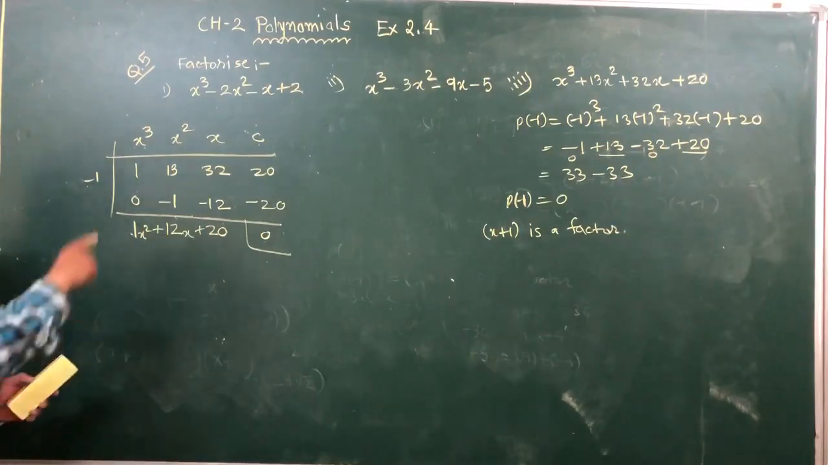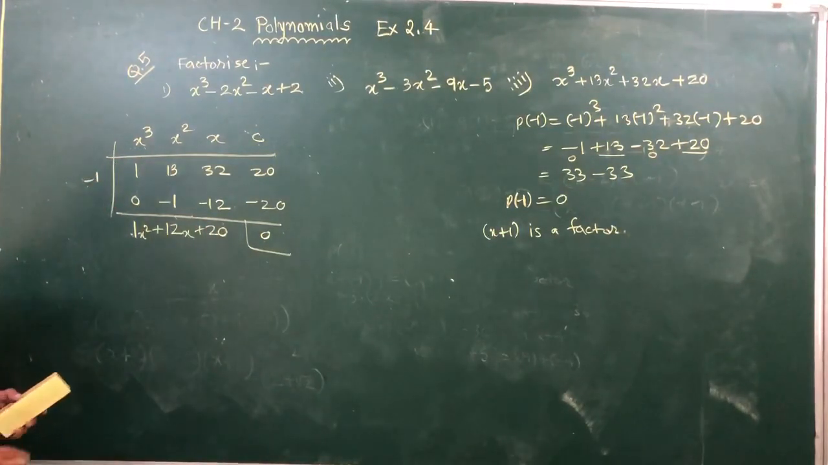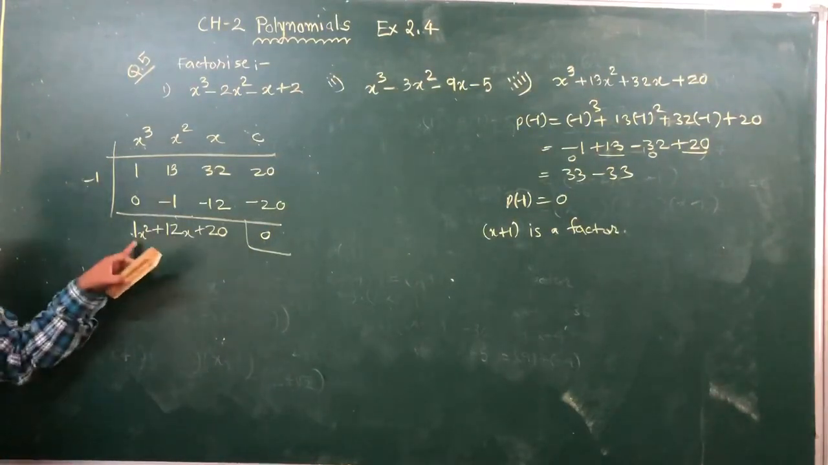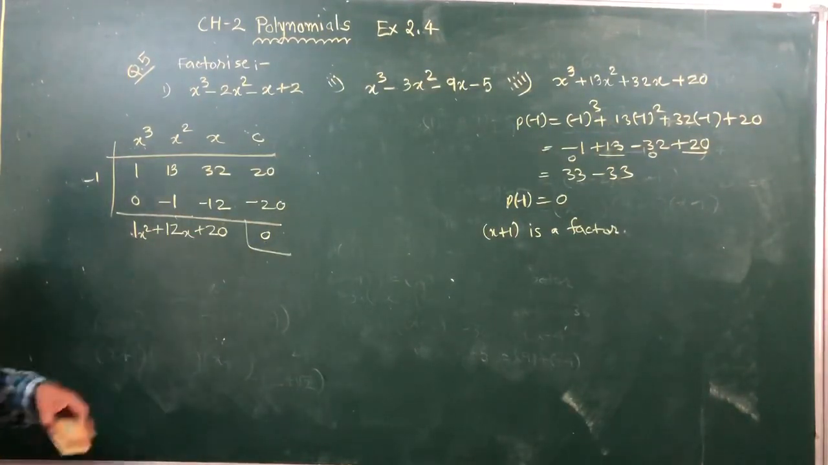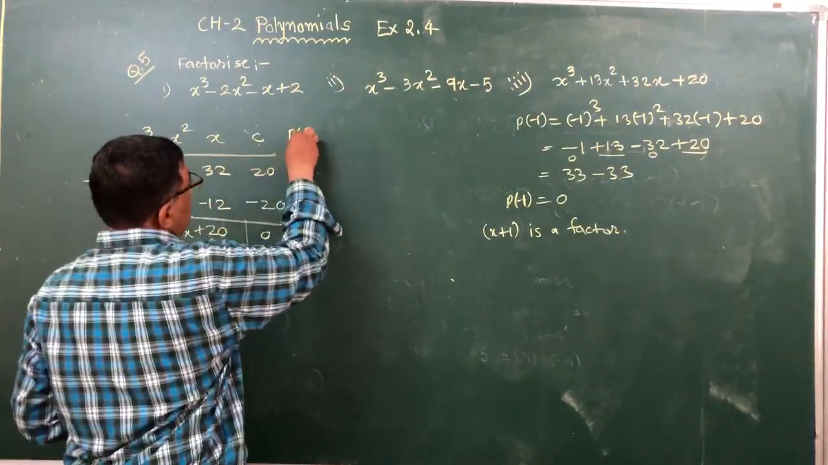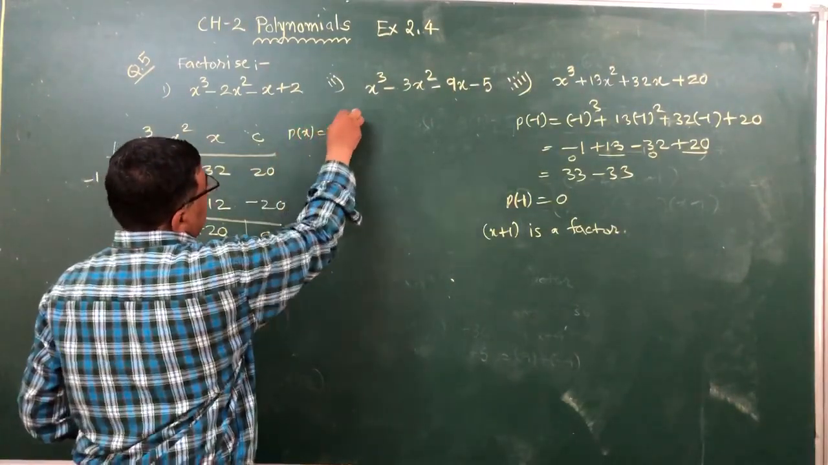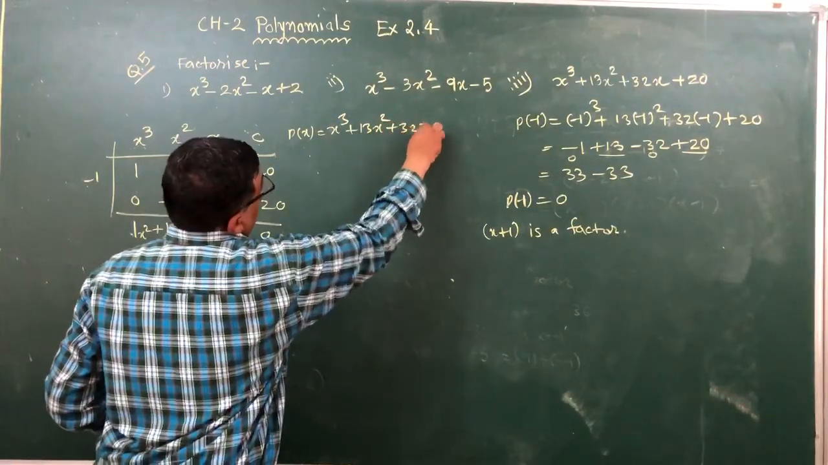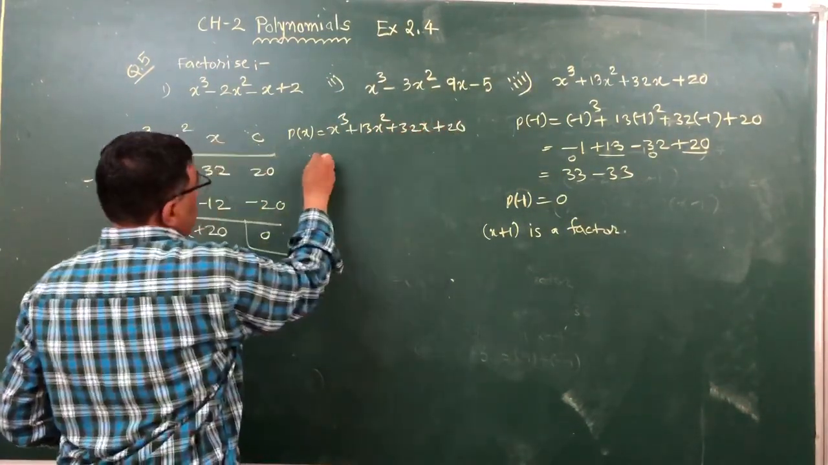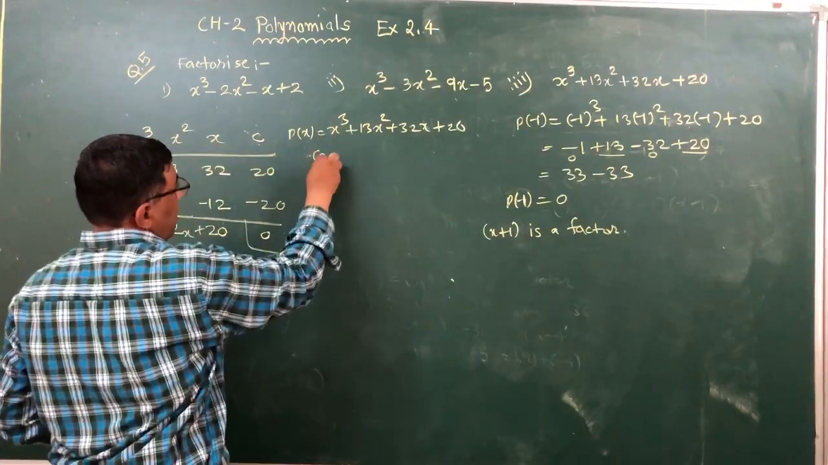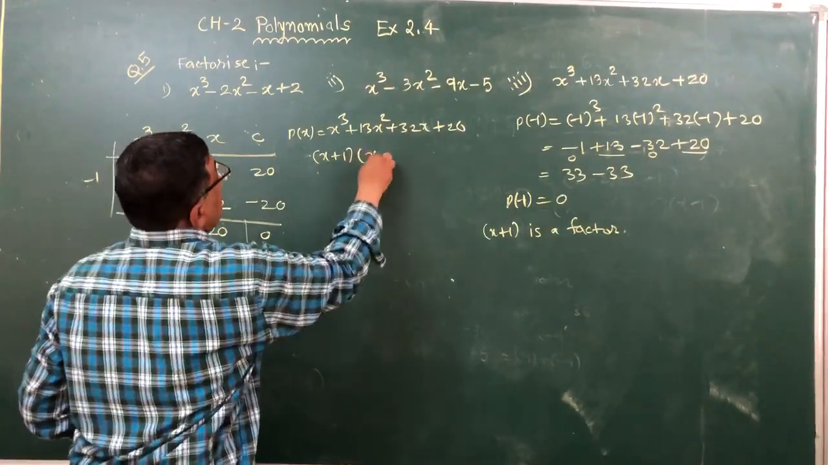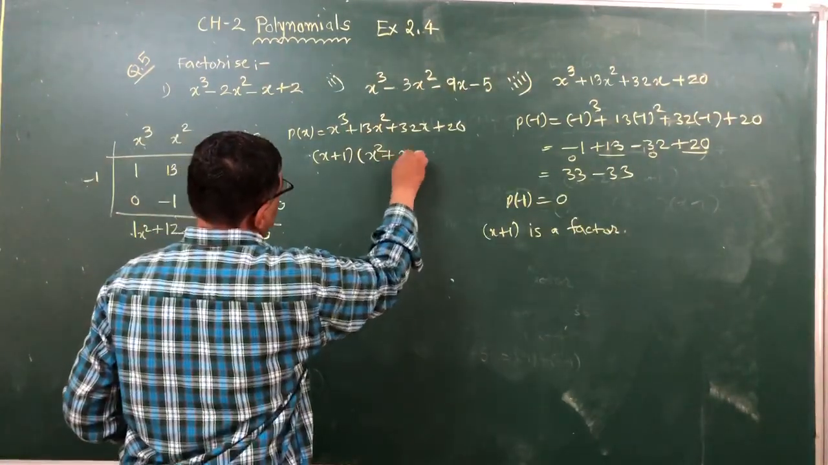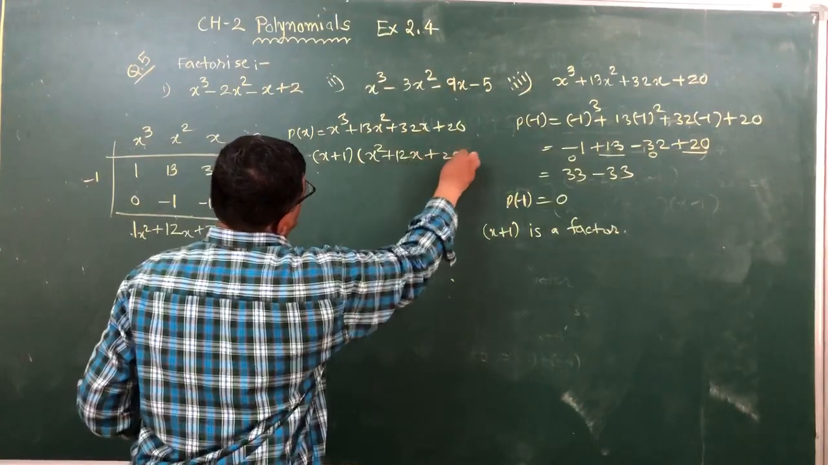Now one degree less, so x square, plus 12 x, and plus 20. So for the given polynomial, one factor is x plus 1 and the other is x square plus 12x plus 20. So we write the question first: x cube plus 13x square plus 32x plus 20. One factor we already know is x plus 1, while the other factor we get from here, that is x square plus 12x plus 20.